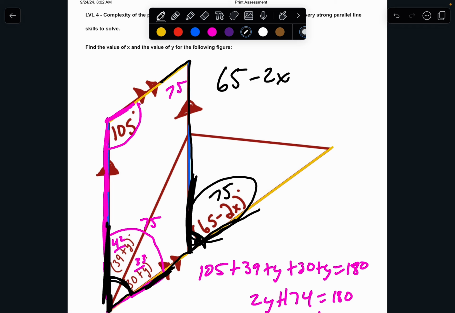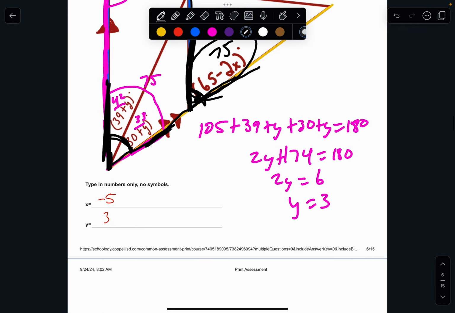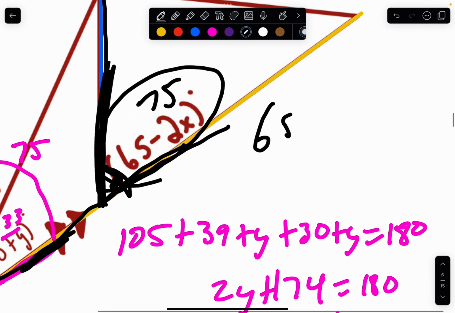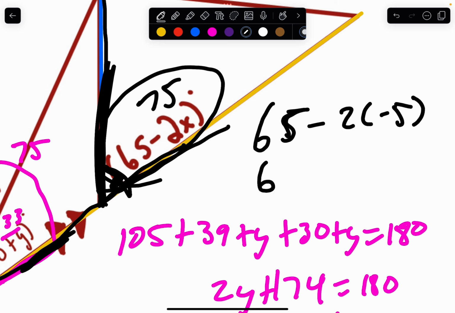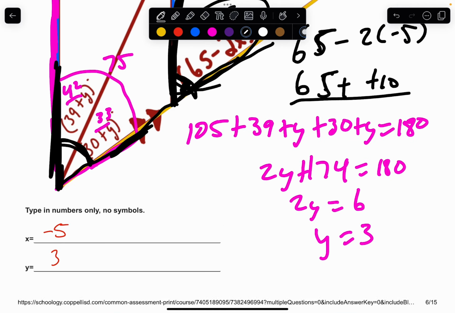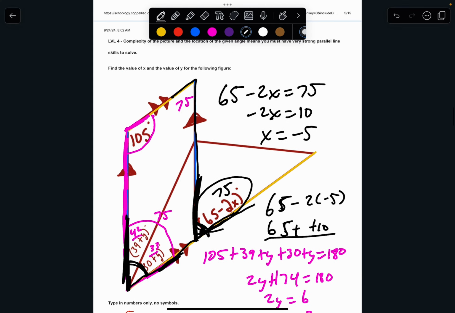So 65 minus 2x has to be 75. So negative 2x equals negative 10. So, nope, negative 2x equals positive 10. So x would equal negative 5, and that's okay, right? If you plug in negative 5, what is 65 minus 2 times negative 5? That'd be 65 minus negative 10, which is 65 plus 10, which is what we need. So those are my answers, 3 and negative 5. Killed it.